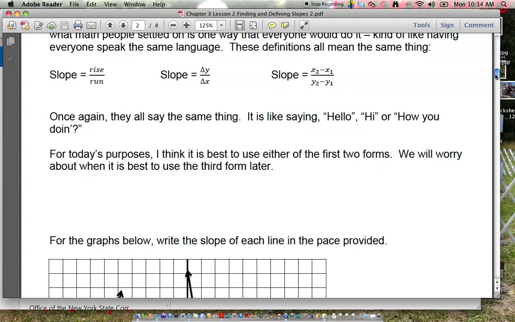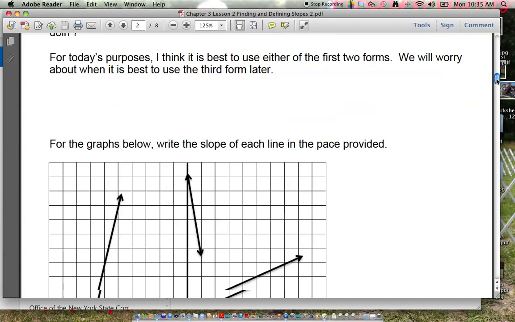If the temperature in the morning is 40 degrees, and in the afternoon it's 50 degrees, how much has it changed? 10 degrees, right? 40 to 50, and that's a difference. 50 minus 40 is 10. So this is change in y over change in x. Y is vertical, x is horizontal. Or I can even do this last formula, which I don't want to talk too much about now. Eventually, we'll get really into this formula, and we'll do a lot of work with it. But for now, it's not important, okay?